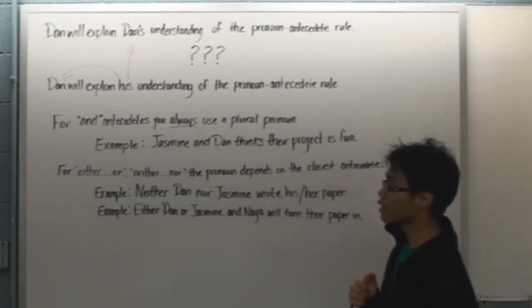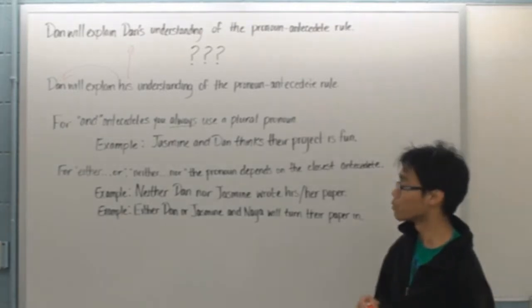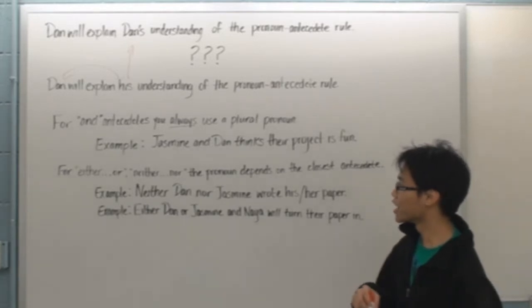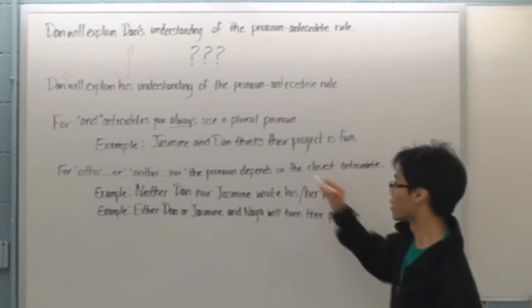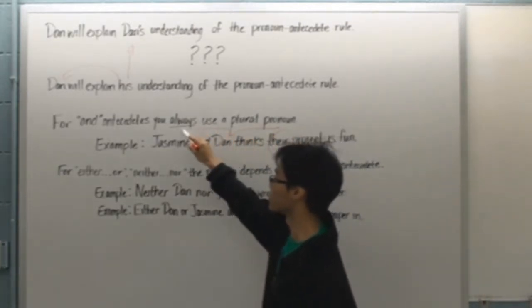Another example is for and antecedents, you will always use a plural pronoun. For example, Jasmine and Dan think their project is fun. Their is referring to both Dan and Jasmine.